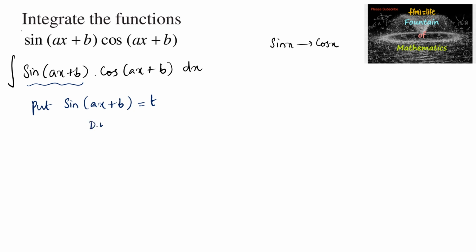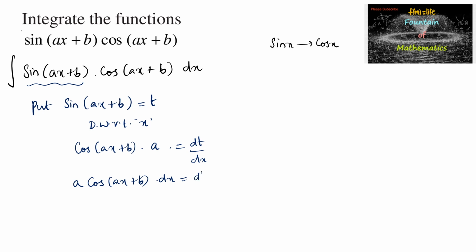Now differentiating with respect to x, we have the differentiation of sin, which is cos of ax plus b. By using the chain rule, the differentiation of ax plus b is a, so a cos of ax plus b is equal to dt by dx. Or we can write a cos of ax plus b into dx is equal to dt, or cos of ax plus b dx is equal to dt upon a.